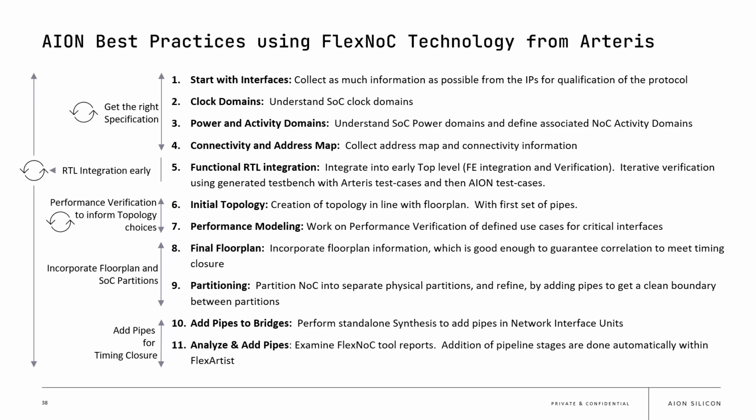So in terms of best practices using FlexNoC technology from Arteris, we see 5 steps here. First of all, get the specification right. Collect as much information as possible from all your IPs regarding protocol requirements. Get all your clock domain information, power clock reset information, activity domains, connectivity map, and address map as well. So get your specification right first. And then step 5, start your RTL integration early. RTL integration includes RTL verification.